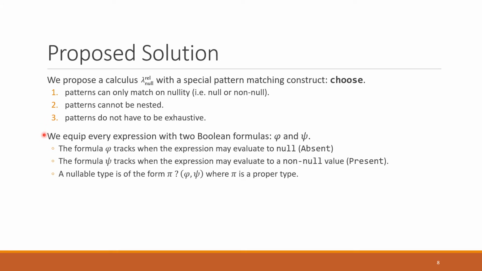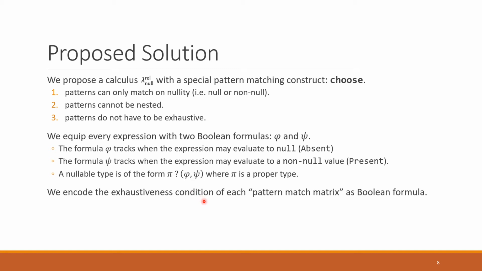Well, the key idea is to equip every expression in the program with two Boolean formulas, phi and psi. The first formula will track, can this expression evaluate to null or to absent? The second formula will track, can this expression evaluate to a non-null value, or what we call present? And finally, all the types in our language are of this form. So it consists of a proper type, let's say string, and then these two Boolean formulas that track nullness and non-nullness, if you will.